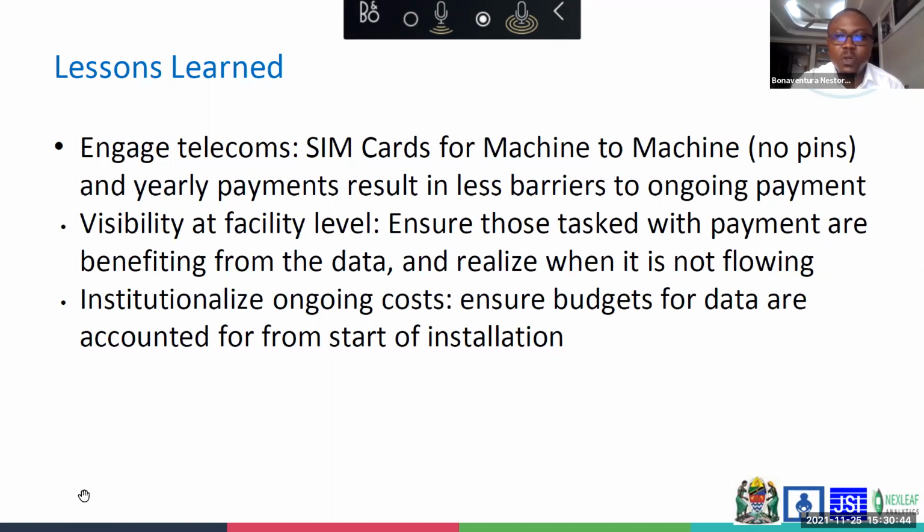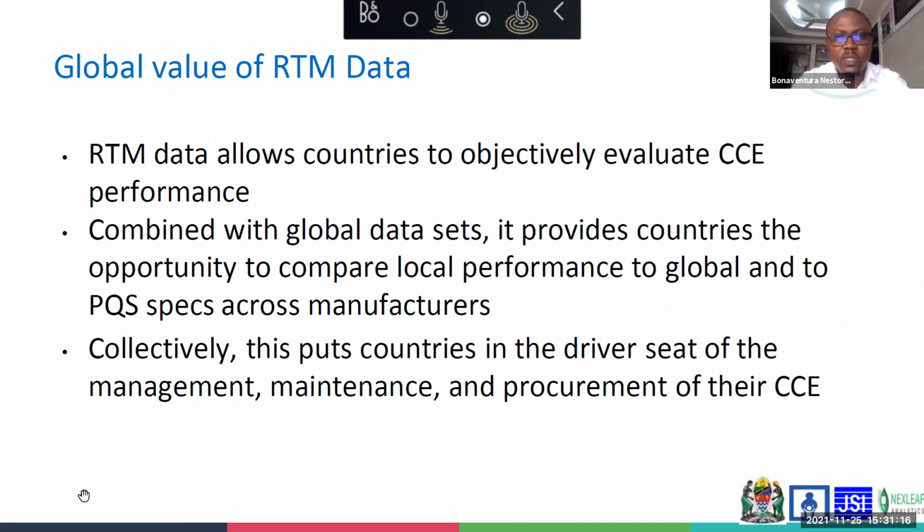Regarding visibility at the facility level, we made some communications with health facilities and the management of the health facility to ensure that data are being observed, so it is a good opportunity for decision making at the health facility level themselves. So I think we are now good with the installation, and we can go on to ensure that the RTMDs are functioning well and they can be used in other countries as well. Next slide, please.